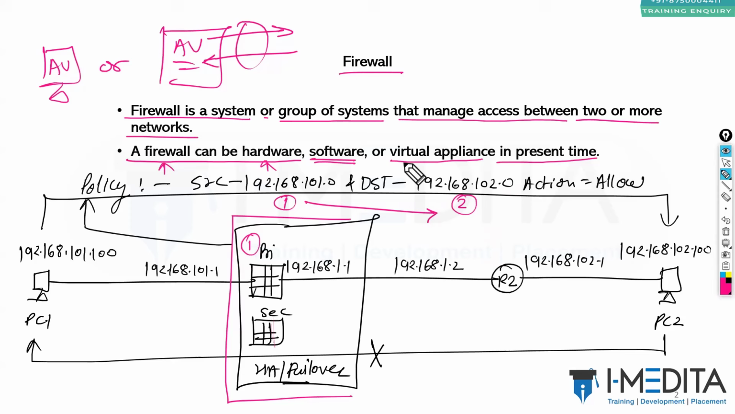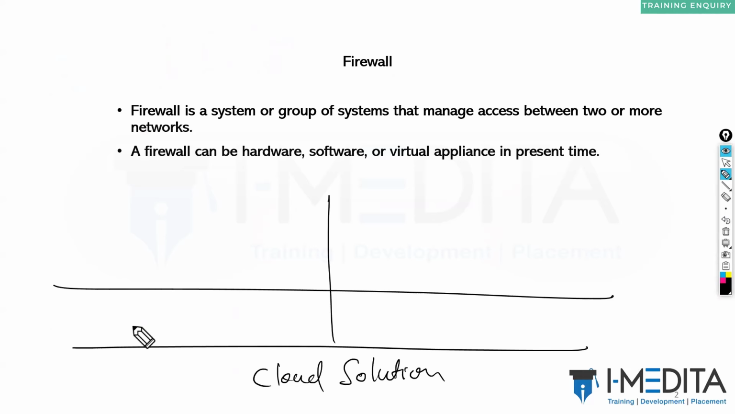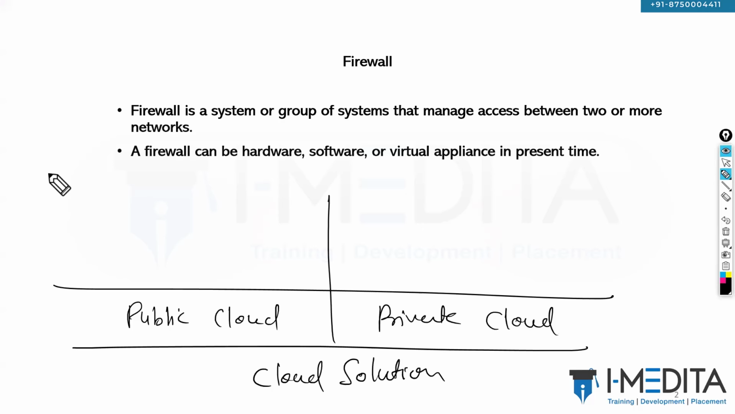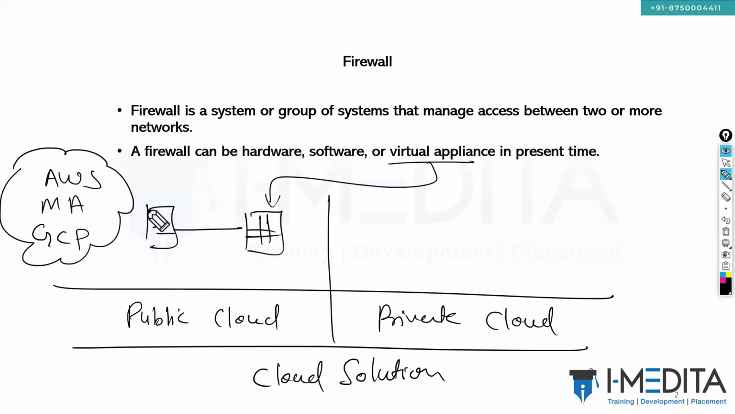Now we have to understand in which situation a firewall can be in virtual appliance format. To understand it, we know that in present time we use cloud solutions. We use two types of cloud: one is public cloud, another is private cloud. In public cloud, we have Amazon Web Services, Microsoft Azure, Google Cloud Platform. On these cloud platforms, we can deploy a server, and to protect that virtual server, we need to use a virtual appliance.